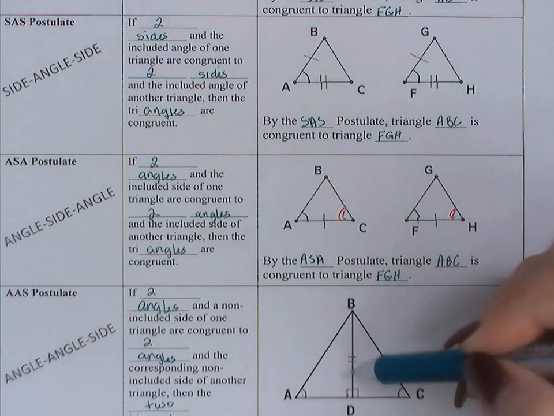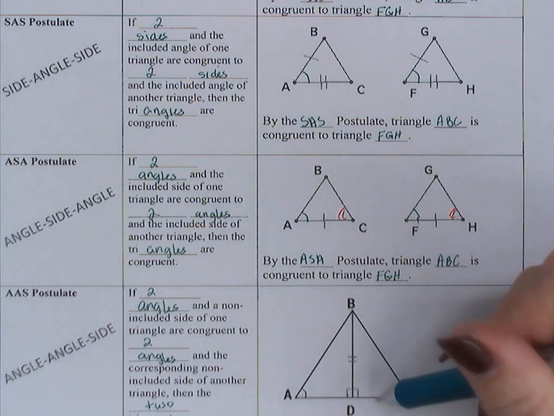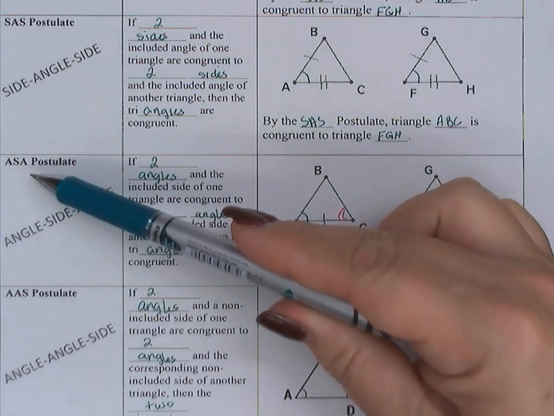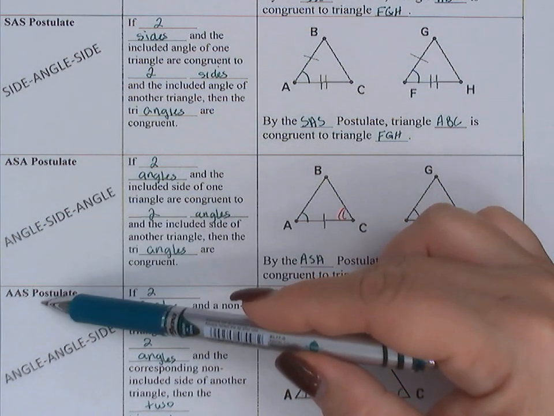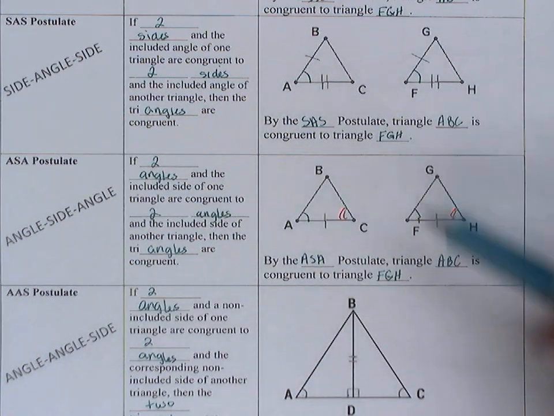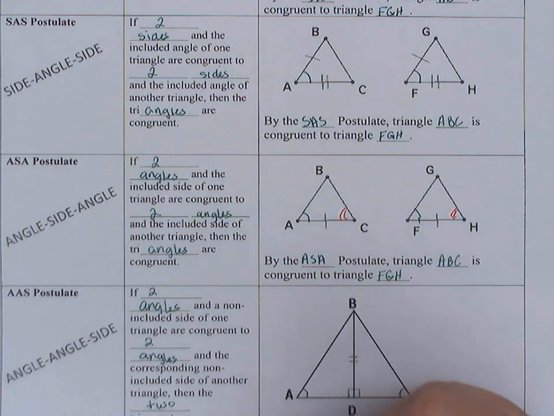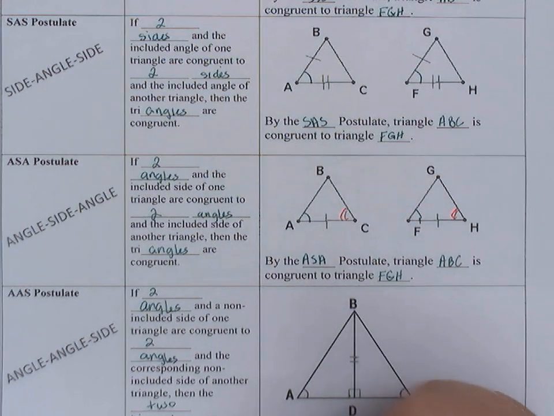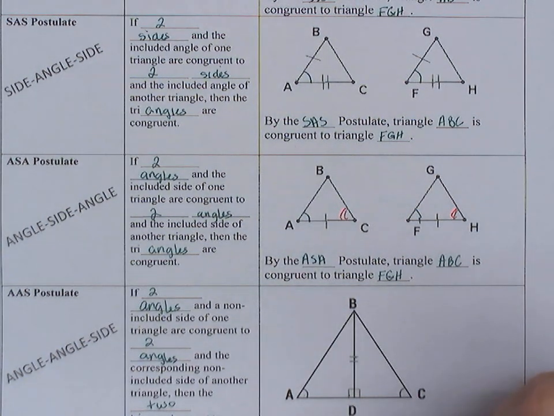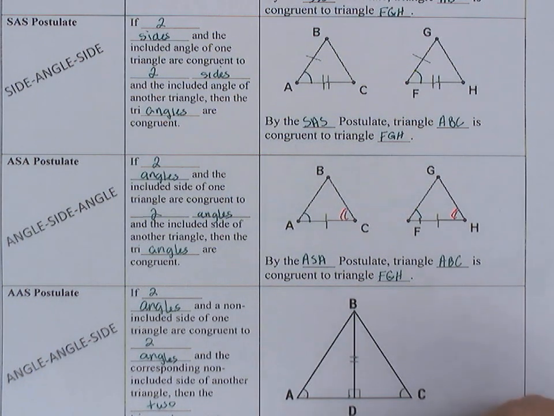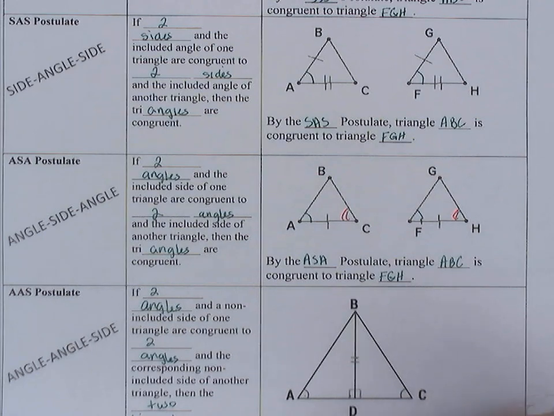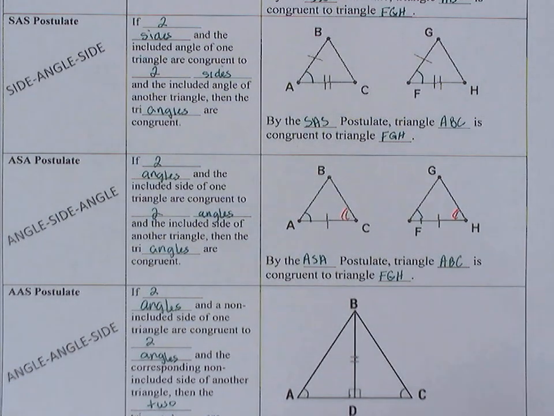So this angle, side. See how this is not included? The included side would be this one. So the included side is the ASA, the not included side is the AAS. So, by the AAS postulate, triangle ABD is congruent to CBD. Okay, so that's all of the information for this piece.